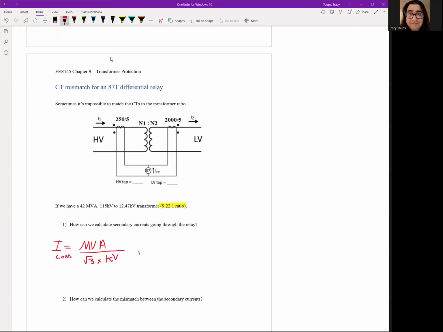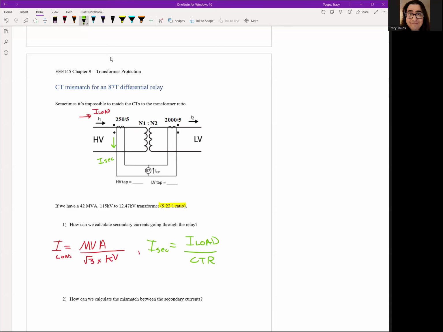Now, once you find your main load current, you can find your secondary current. So this will be your load current. Our secondary current is going to be what's flowing out of the CT right here. That's your I secondary. Now, how do you figure that? I secondary is going to be your load current through your CT ratio.